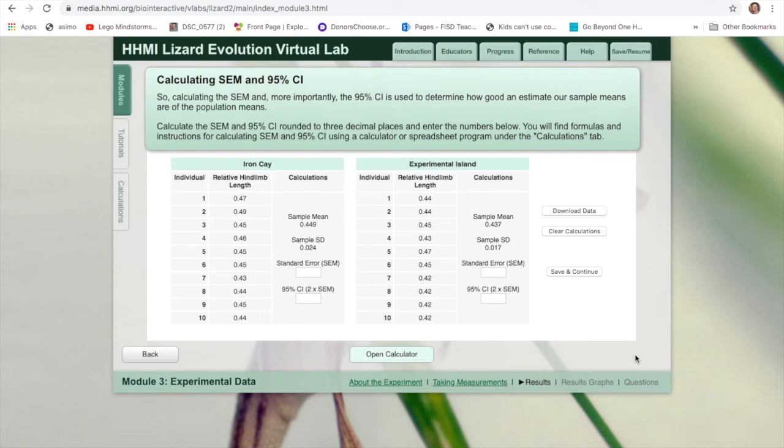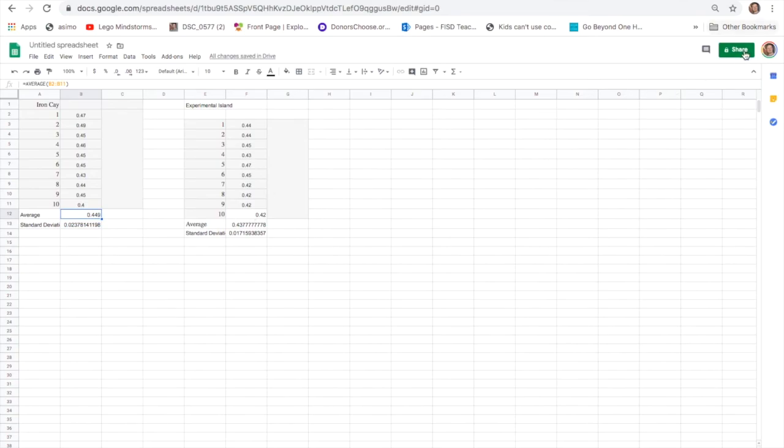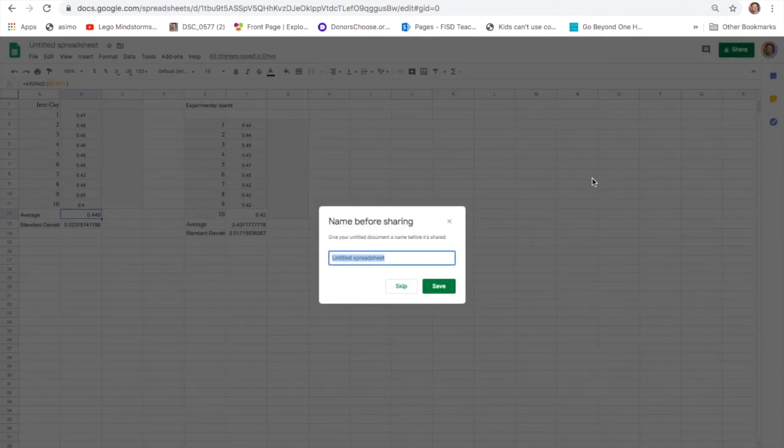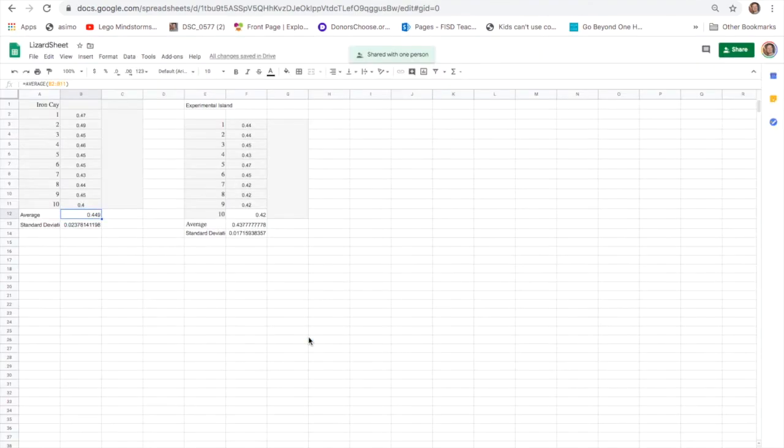You know what? Seeing how far and how long this is taking us, as long as we calculate sample mean and standard deviation, and you get that into a spreadsheet that you share with me, we'll call this lizard spreadsheet. We'll call it lizard sheet. And you save it with Mark Eastburn at pps.princetonk12.org. As long as you get this sheet done, I think that's more than enough to get completed for today.